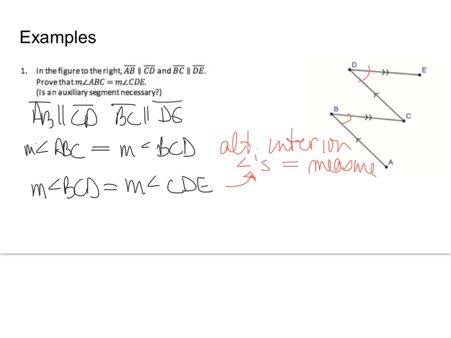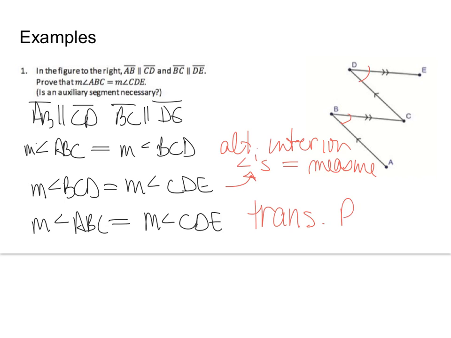Now we're going to use that new transitive property. To give you a visual, ABC is equal to BCD, BCD is equal to CDE. If the middles meet or match, then the ends are equal. So let's write that down. The measure of angle ABC is equal to the measure of angle CDE because of the transitive property of equality.